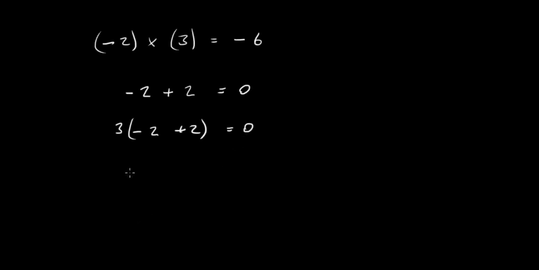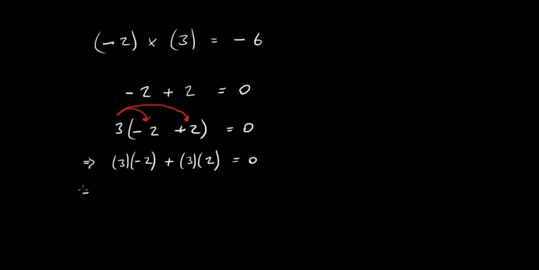Okay, now we can use the distributive property of multiplication over addition here to just work this out. So in other words, what we can do here is take this 3 and multiply it by the negative 2. We can take this 3, multiply it by the positive 2, and add our two answers. That's the distributive property. So let's do that. We're going to take 3 and multiply that by negative 2, plus we're going to take the 3 and multiply that by plus 2, and that should still give us 0.